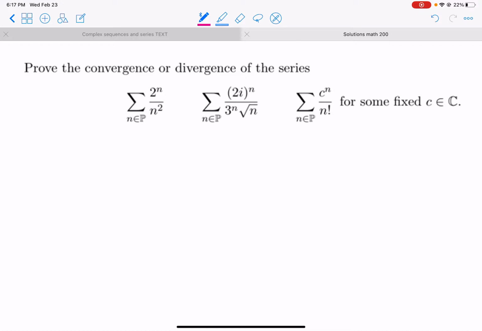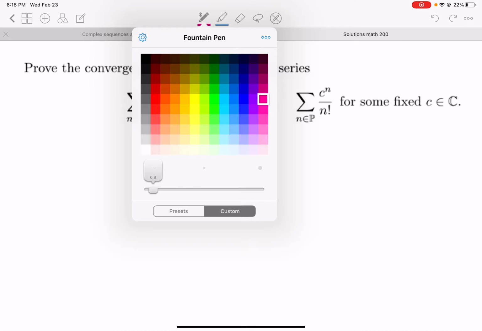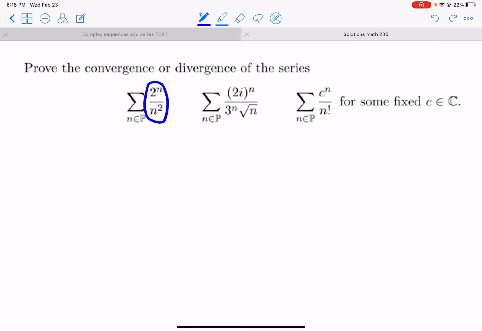Okay, hi everybody. So, prove the convergence or divergence of the following series. Okay, so let's start with this one. Let c sub n be 2 to the n over n squared. In other words, we're going to investigate these terms.